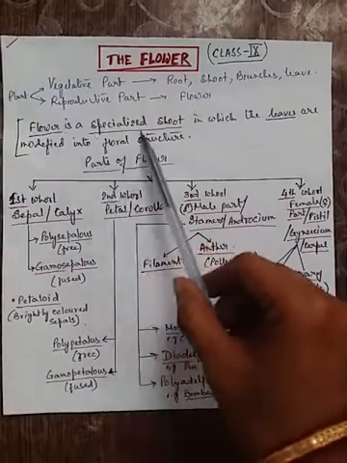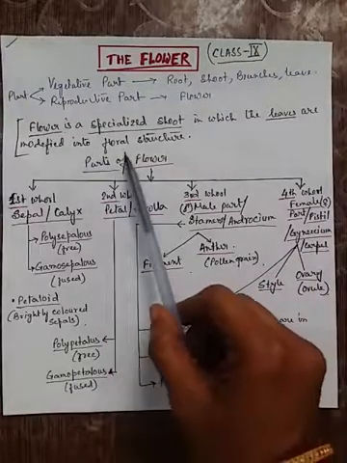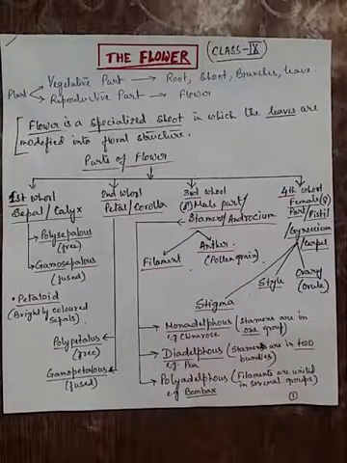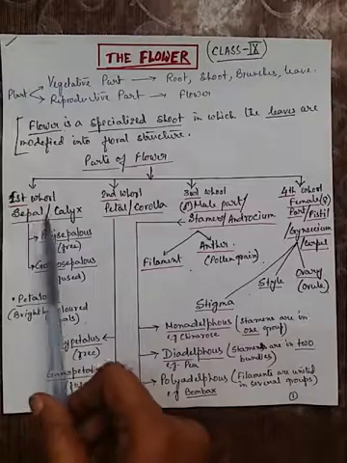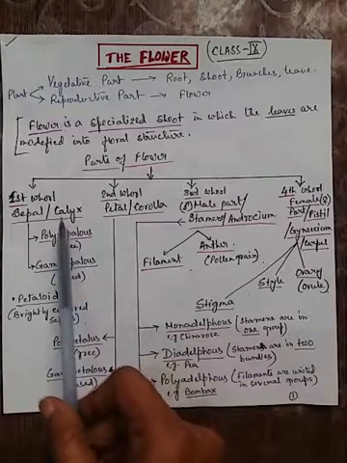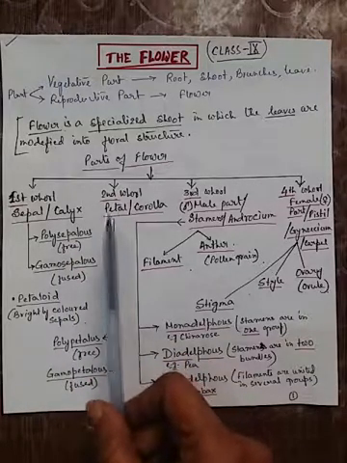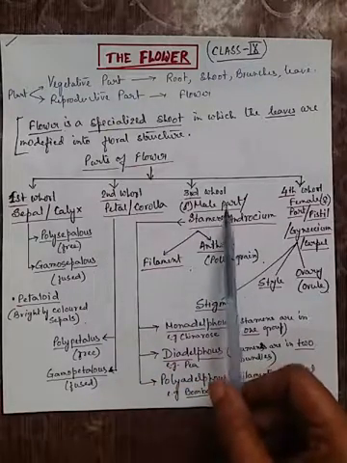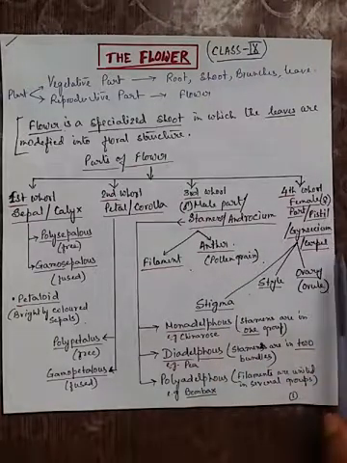Flower is a specialized shoot in which the leaves are modified into floral structure. It is the ideal definition of a flower. If you take a flower, you can see four special whorls are there. First whorl is the sepal or the calyx, generally the green colored part of the flower. Second whorl is the petal, that is the colorful part of the flower. Third whorl, that is the male part of the flower or the androecium. Fourth whorl, that is the female part of the flower or the gynoecium.